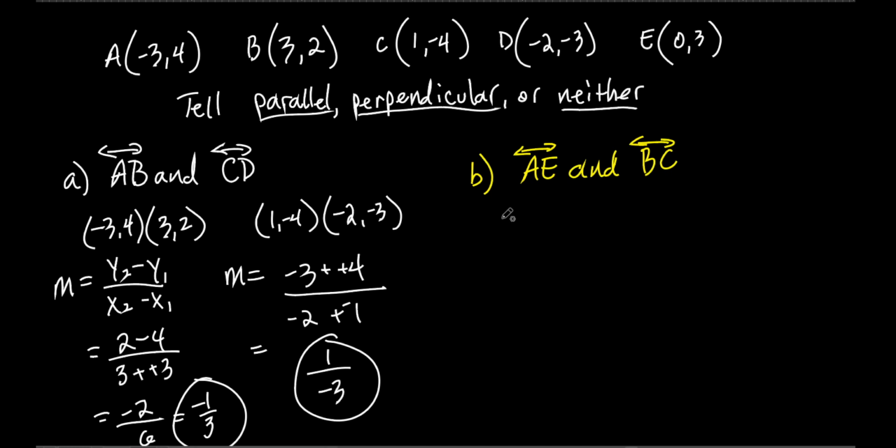I'll start you off. AE, so I'm not really doing the problem, all I'm doing is just rewriting A and E. Okay, so you find the slope between these two points. Then you take BC. There's B, and there's C, and you find the slope between those two points. Once you get the slope of this one and the slope of this one, compare them to each other, then make a decision. Are they parallel? Are they perpendicular? Or is neither of those things true?